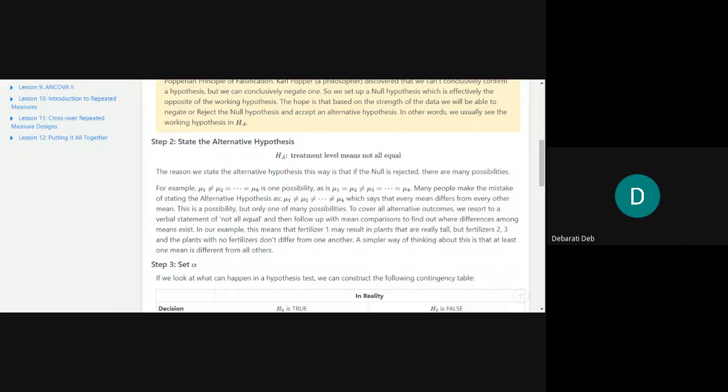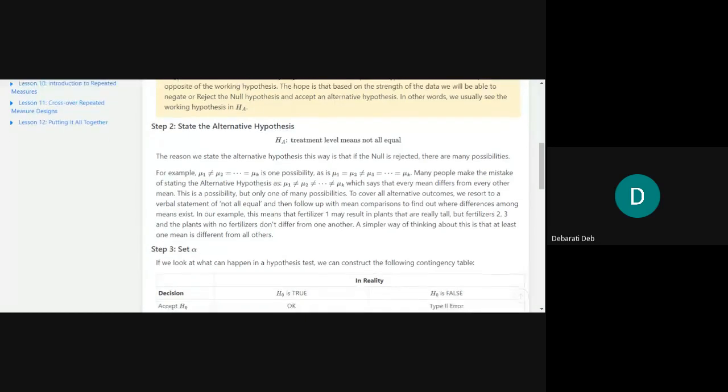In that case, you will simply write the null hypothesis as the mean of the first group is equal to the mean of the second group, which you want to prove wrong. In the alternative hypothesis, you will write that the mean height of the first group is not equal to the mean height of the second group. Simple. We will do sums on this, so it will be more clear for you.